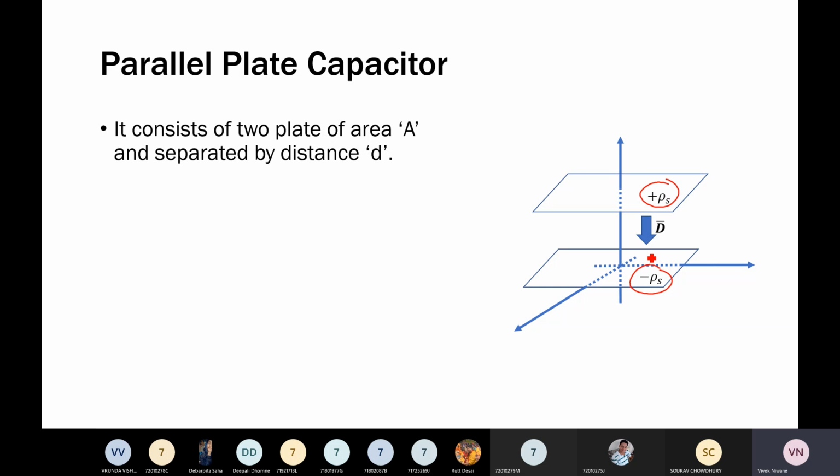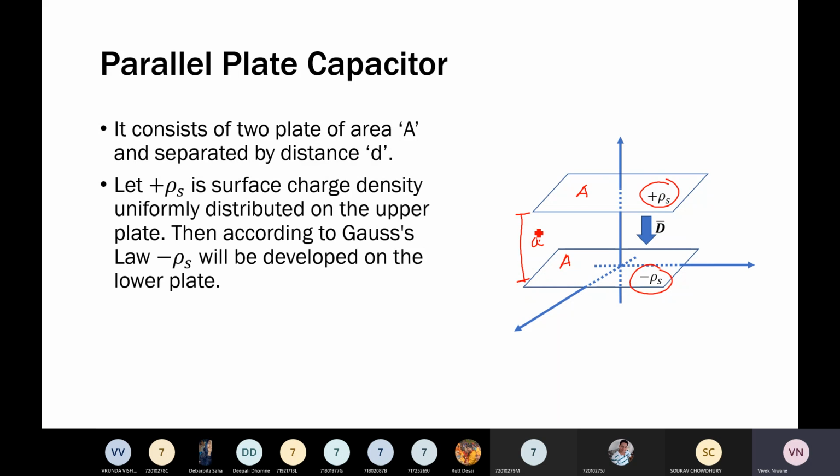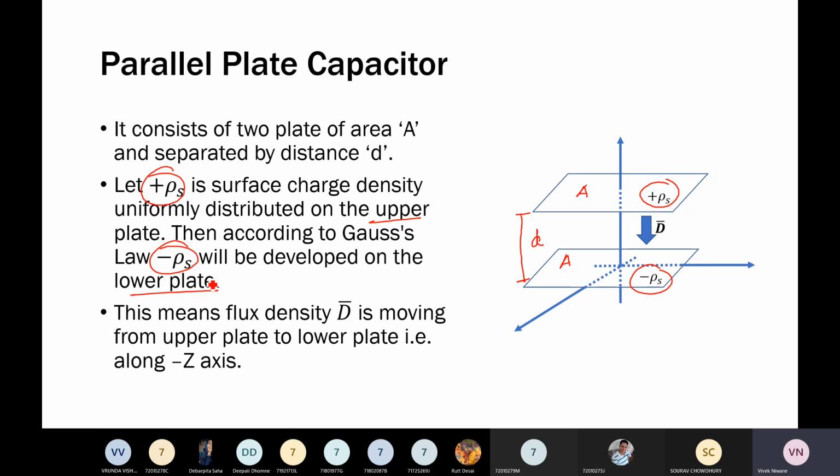It consists of two plates of area A and separated by distance D. इसका भी area A है, इसका भी area है, and the distance between the two plates is D. Okay. Let plus rho s be surface charge density uniformly distributed on the upper plate. Plus rho s कहाँ पे है? Upper plate. Then according to Gauss law, minus rho s will be developed on the lower plate. Fine. This means flux density d bar is moving from upper plate to lower plate along the z axis.